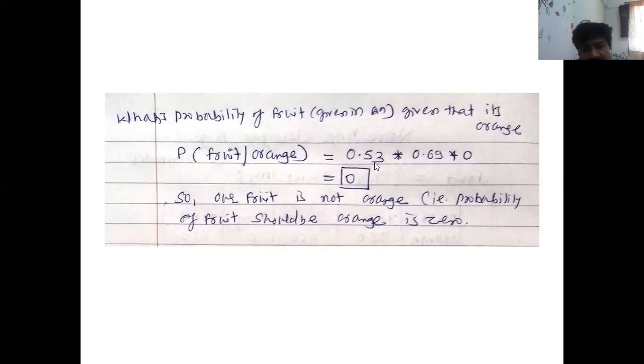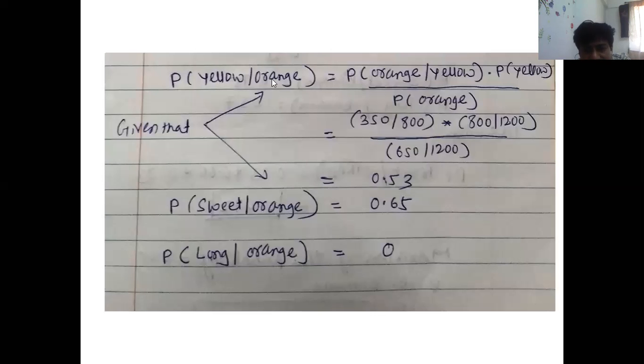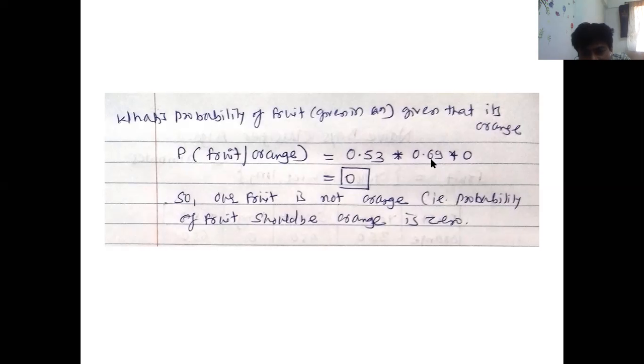So this 0.53 is what? The first one is yellow with respect to orange. Second, sweet with respect to orange, that is 0.69, and last, long with respect to the orange. So the total result will come 0. So the probability that the fruit is orange is 0. The computation of probability of fruit given that it's an orange comes to 0, right?